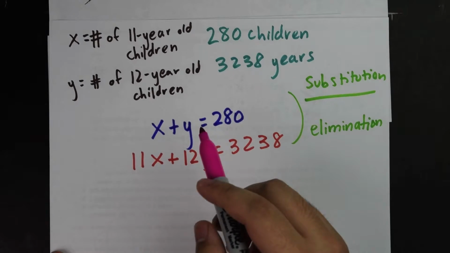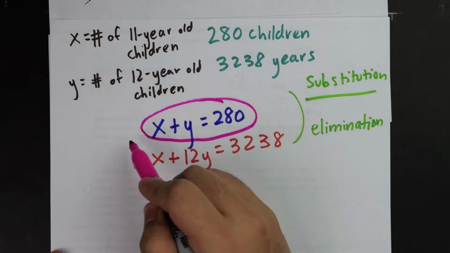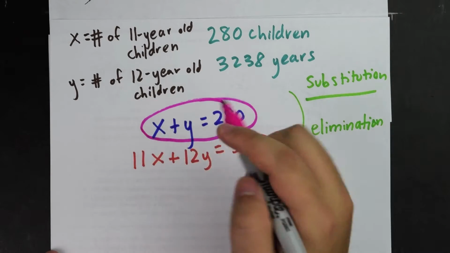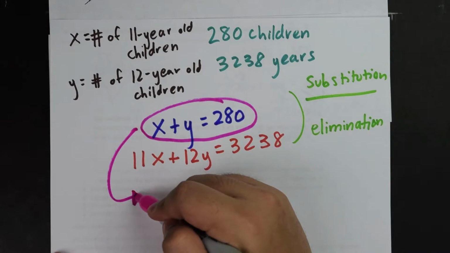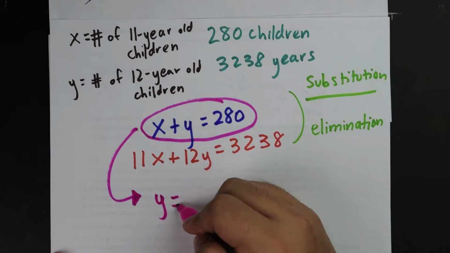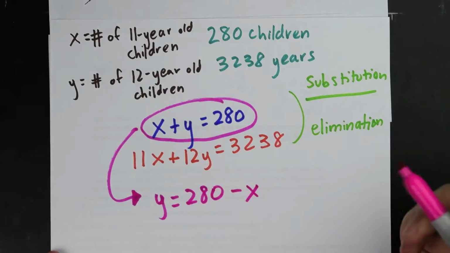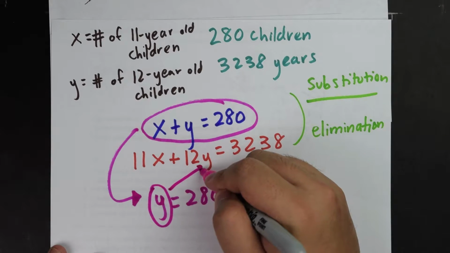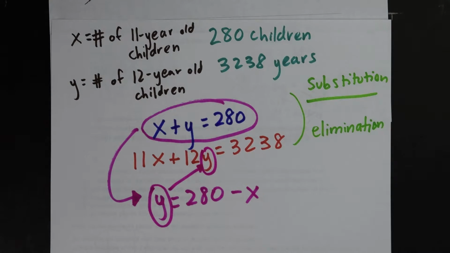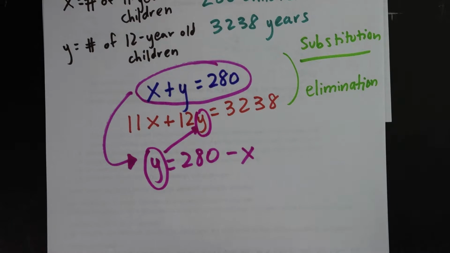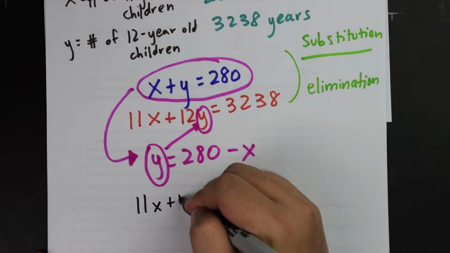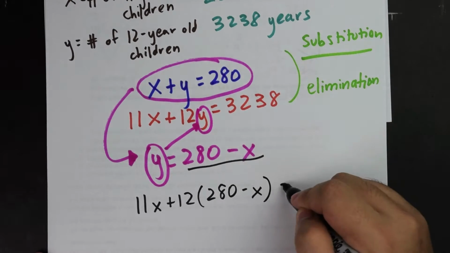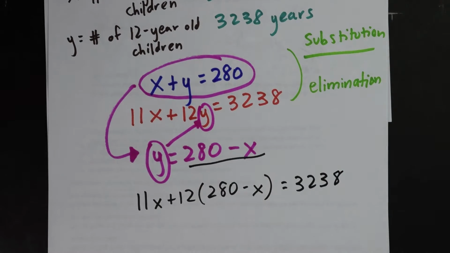And so what I did was I first changed this statement right here, and I moved x to the other side because the question is asking me to solve for x in the end. So my new equation is going to be y equals 280 minus x. What's great about this setup is that I could substitute this y into the y of this equation. So this will set the equation up in a new format: 11x plus 12, and I'm taking this whole statement, 280 minus x, because it's a substitution method, equals 3238.